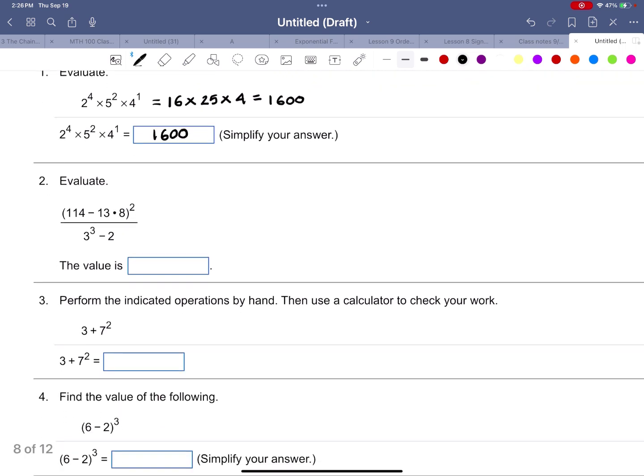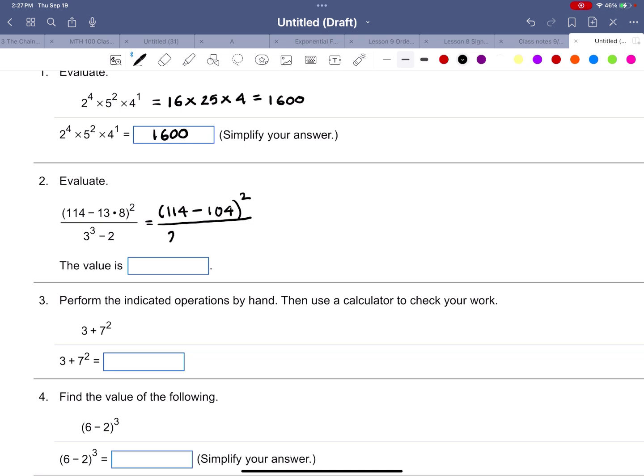Example 2. Notice here we have a lot going on. We've got a subtract and a times and an exponent and a division and another subtract and another exponent. So we're going to have to start on the inside of our grouping symbols. So that's going to be inside here. So that gives me 114 minus, and I need to do the 13 times 8 first. That's 104. All of that is squared. And I've got a division bar, and I can go ahead and do the bottom. Remember, that division bar tells us to do everything top and bottom and divide last.